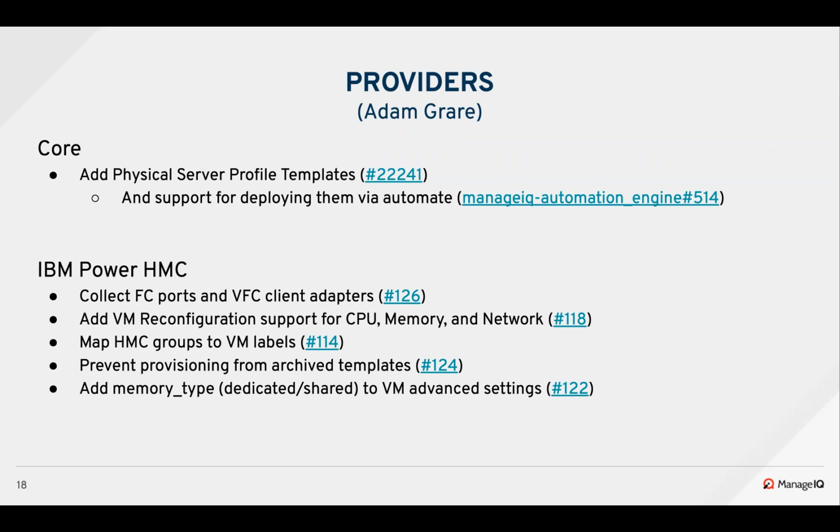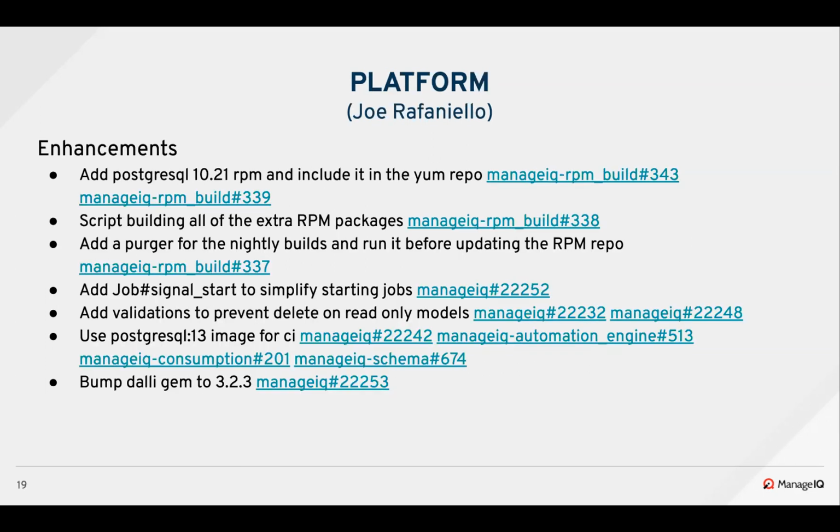They also added a bug fix to prevent provisioning from an archive template. This is something which unfortunately for now the supports feature doesn't really support inheritance. So this has to be done in all the providers. So they just copied this from one of the other providers for now until we're able to tackle that. And then they also added memory type to VM advanced settings so that you can see if a VM has dedicated or shared memory. Next slide. And over to Joe.